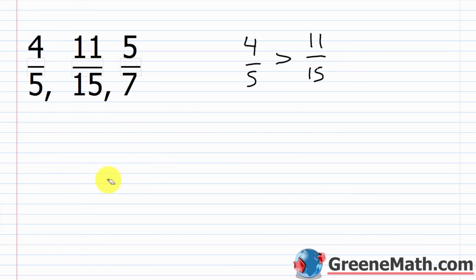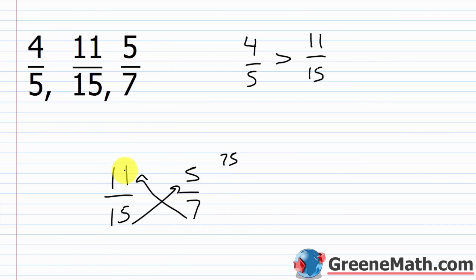So let me then compare 11/15 and 5/7. So 15 times 5 is 75. And 7 times 11 is going to be 77. So 11/15 is going to be the bigger fraction. So 11/15 is bigger than 5/7. So if I know 11/15 is smaller than 4/5, and if I know it's bigger than 5/7, then I know 5/7 is the smallest one. I know 11/15 is the middle one, and I know 4/5 is the largest one.